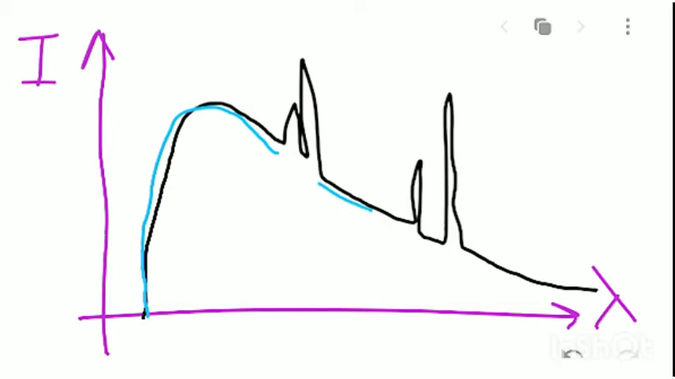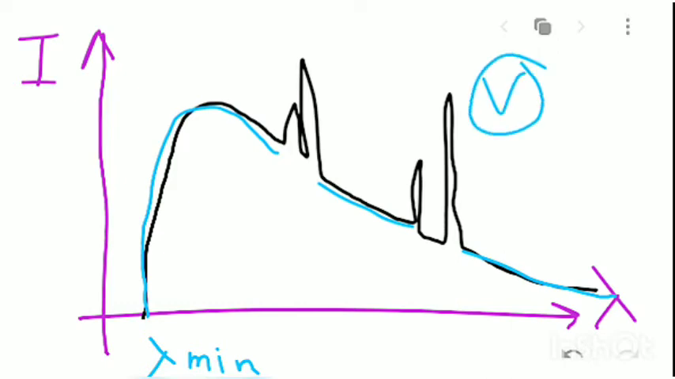Here I'm marking the blue part. Those portions are continuously present, and hence they are called the continuous spectrum. This continuous spectrum begins at some wavelength, lambda minimum. The starting wavelength at which this continuous spectrum begins is called lambda minimum, and this is independent of the material we are using. It actually depends on the voltage applied on the X-ray tube. On this voltage, the value of lambda minimum depends, that is, the minimum wavelength at which we can observe the emission intensity.